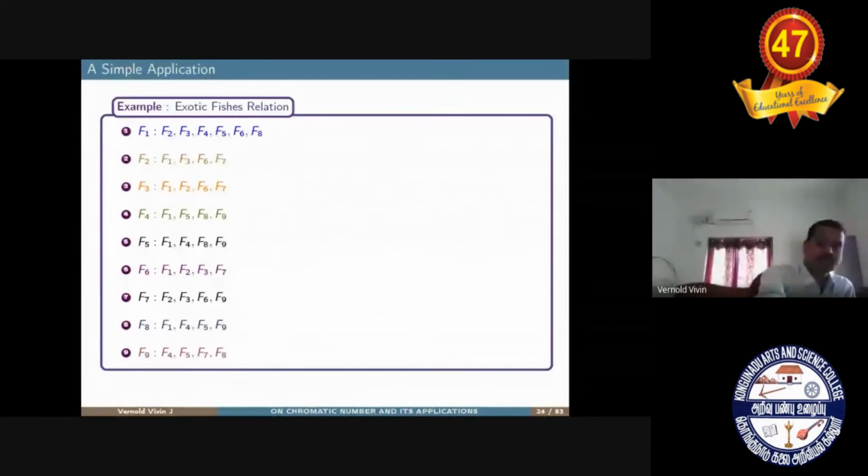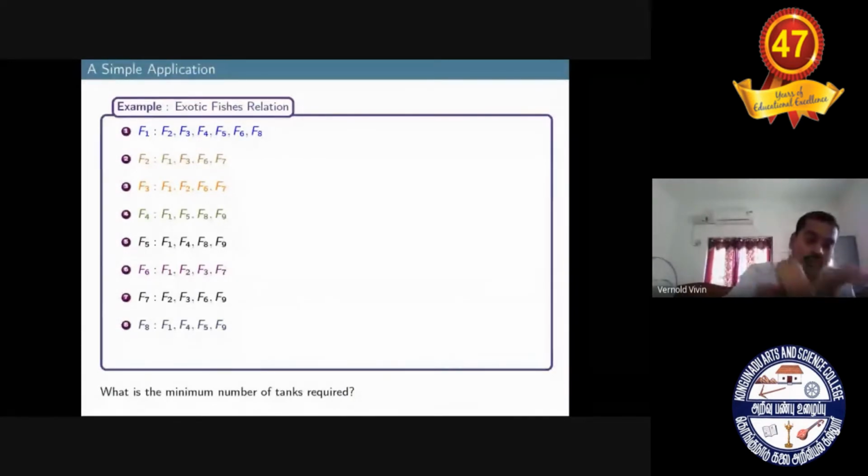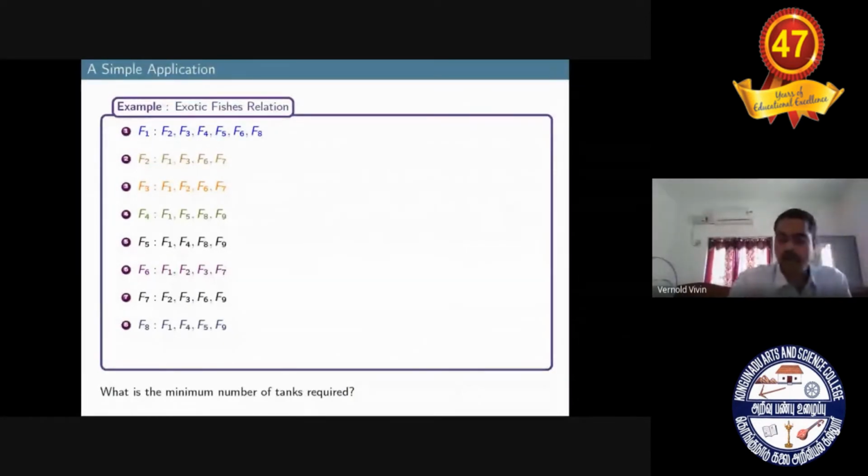F2 cannot be placed with this group. F4, F5. I hope you can see from this slide. So the question is, what is the minimum number of tanks required to place these 9 exotic fishes?